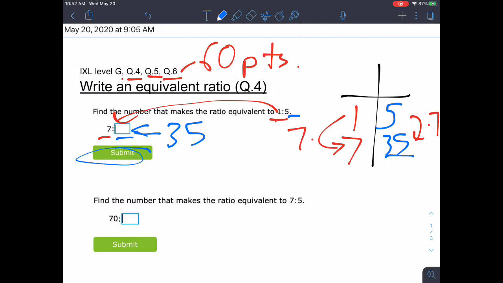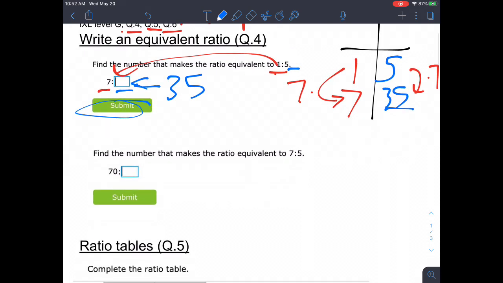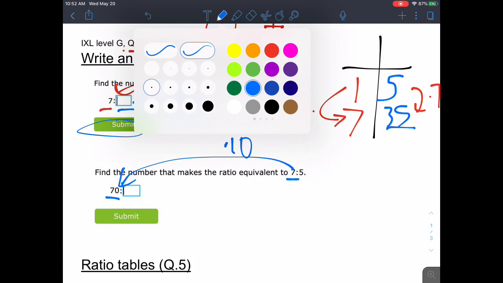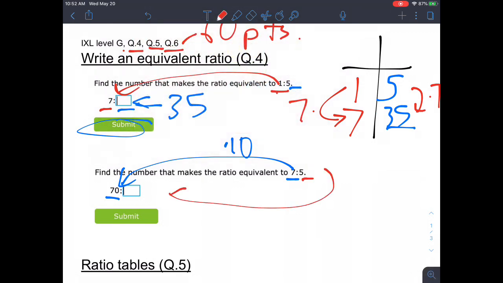It's just one way of organizing it that I found most of you find helpful and supportive. So then it says find the number that makes the ratio equivalent to 7 to 5. Again, it's just using some bigger numbers, but we do the same thing. If we look at the first number, we look at the first number. So 7 times 10 gets us 70, which means 5 times 10 gets us 50. And that's it. We enter 50, and we submit it. So that's what you're going to do for Q4.